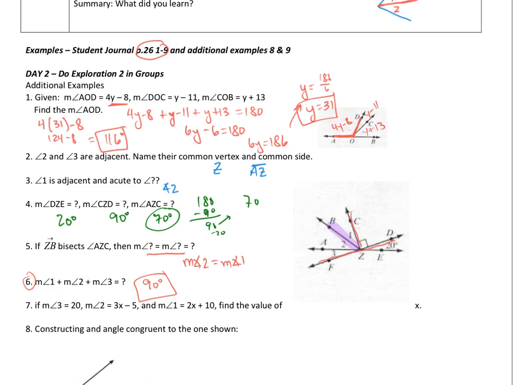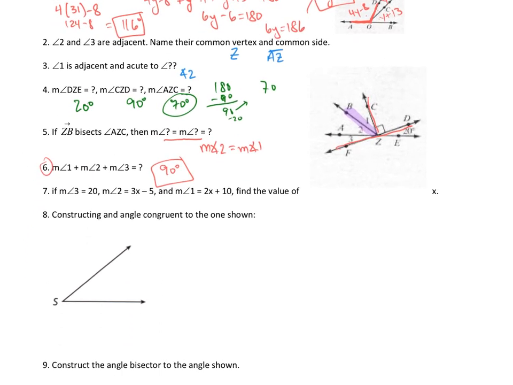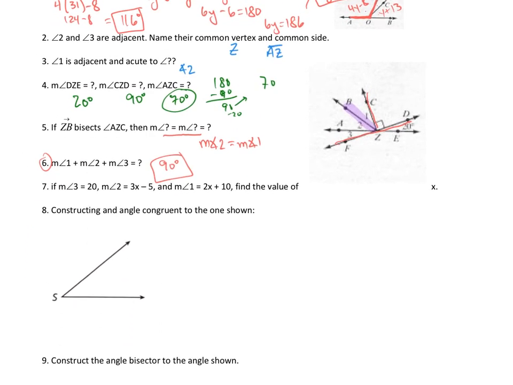So moving on to the last couple problems. The measure of angle 3 equals 20 degrees. The measure of angle 2 equals 3x minus 5. And the measure of angle 1 is 2x plus 10. Find the value of x. That's what we're finding the value of. So we know angle 3, angle 2, angle 1, and when we add these up, we already said that these come out to be 90.